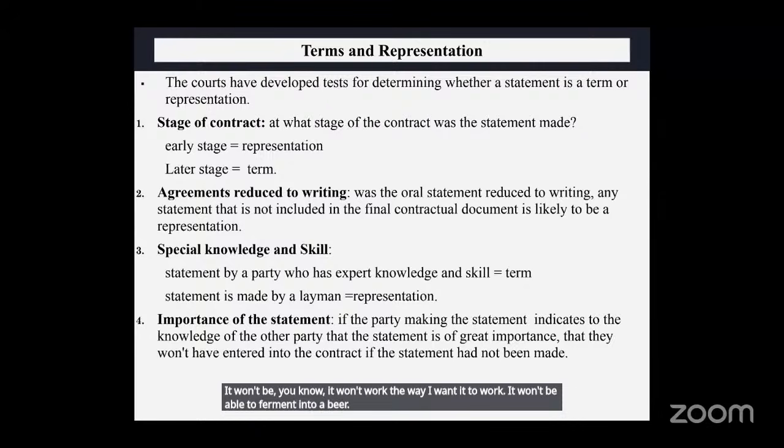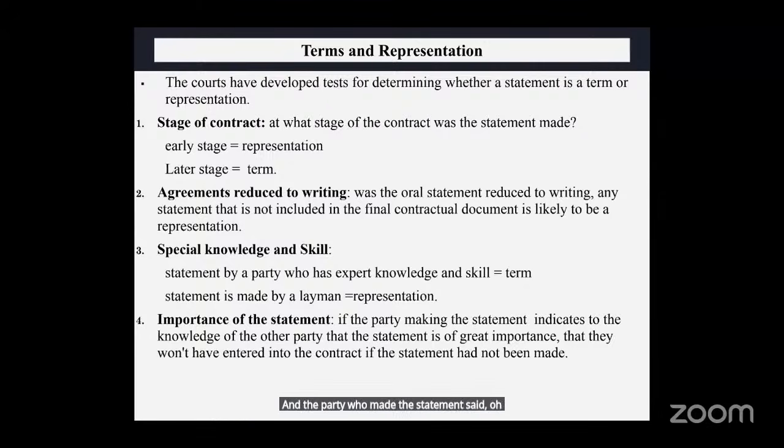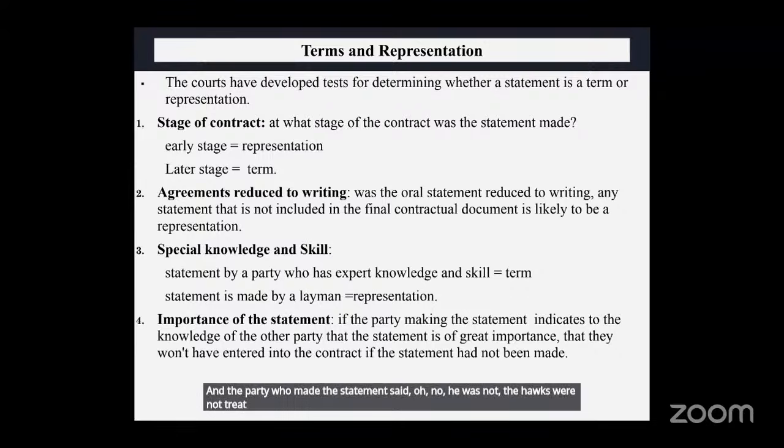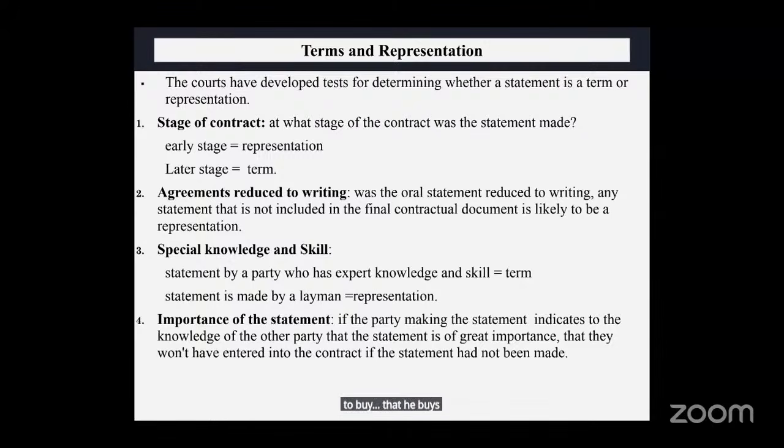And the party who made the statement said, oh no, the hops were not treated with sulfur. They are just regular hops. They were not treated with sulfur. You can buy it. And the other party informed him that it's really important to him that he buys hops that were not treated with sulfur.